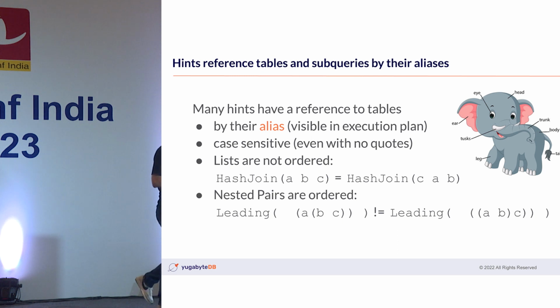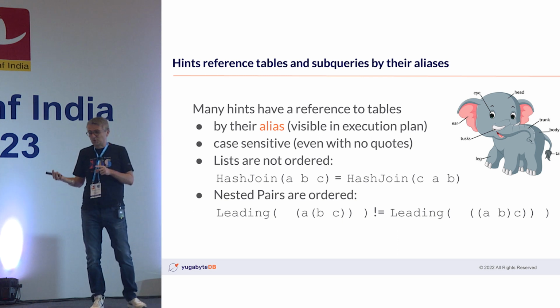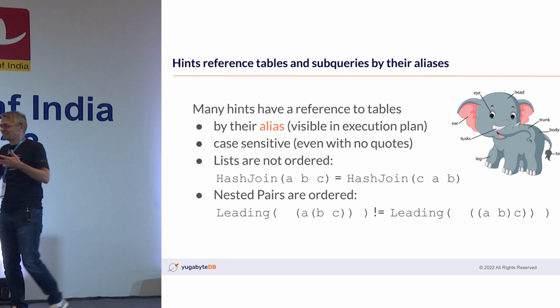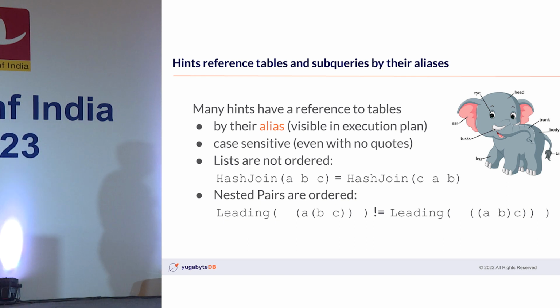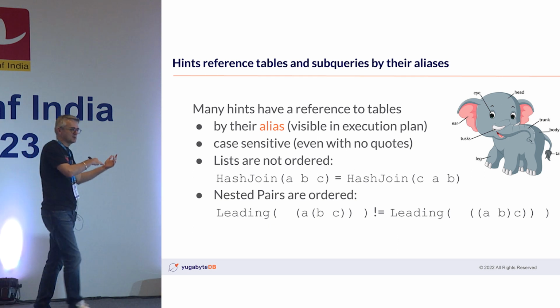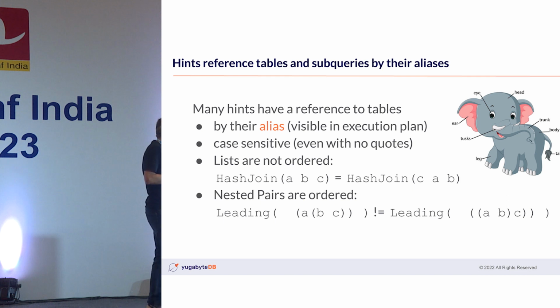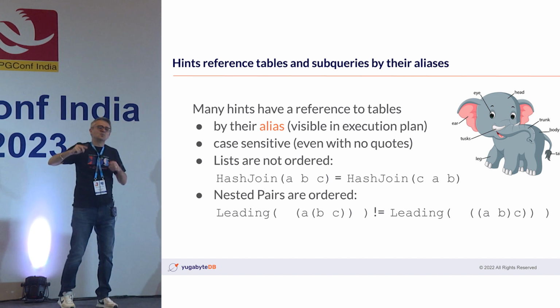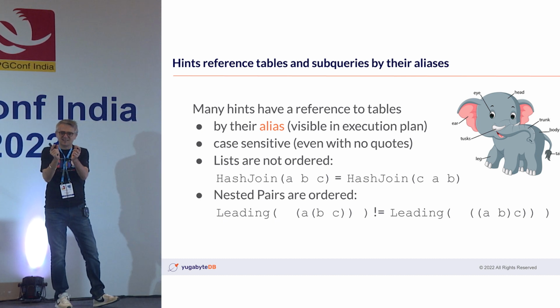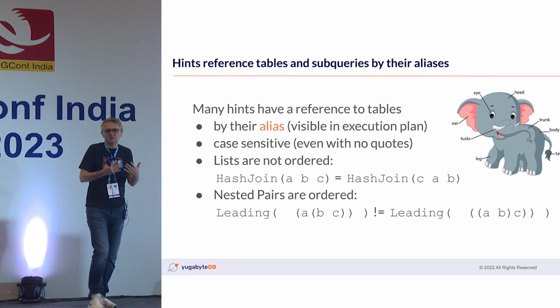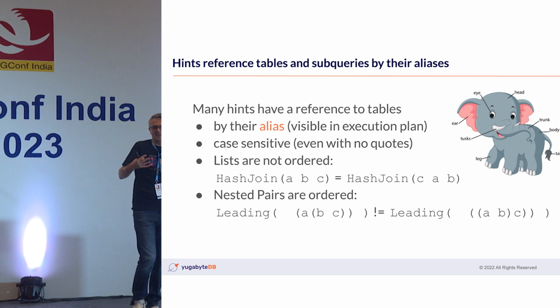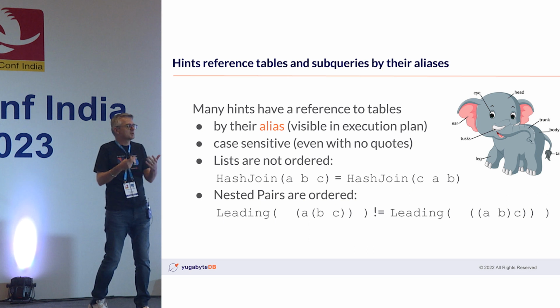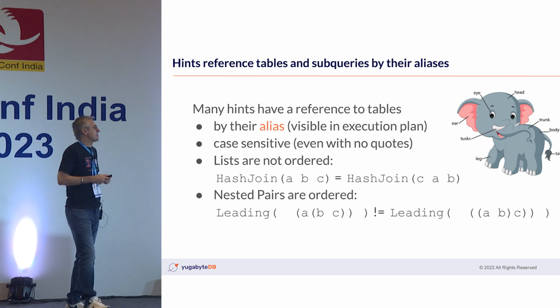And this is case sensitive even without quotes, which is a bit strange when compared with parsing the SQL versus the hints, but just know it. The good thing is that when you explain, you see the alias with quotes or not, and then you just take that to use it. Usually if you hint, you already have explained the plan and you just don't want this plan. So you can take the alias from that.